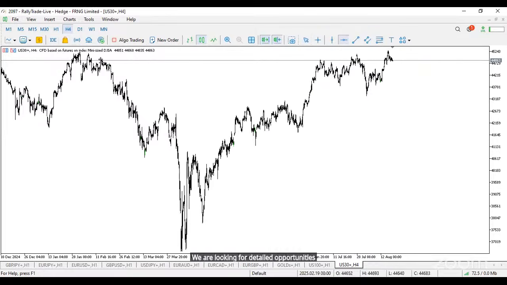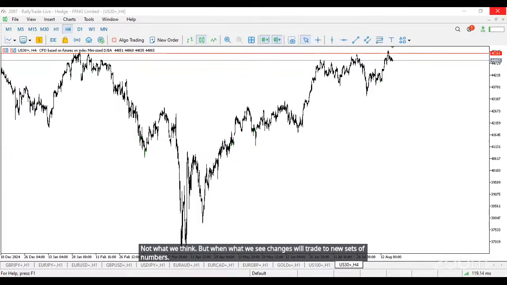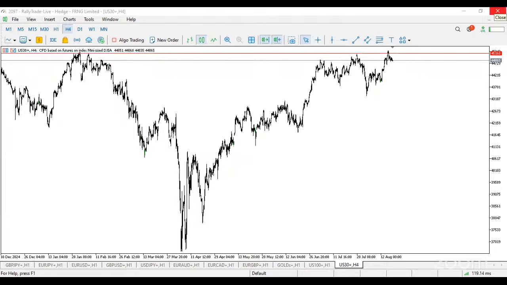The resistance is still up top. This is where we have resistance. Just because we see the resistance doesn't mean price will eventually fall from there. If it does not give us the criteria to see that it's changing direction, then all we're doing is guessing. So let's trade what we see, not what we think. When what we see changes, we'll trade the new set of numbers. Don't think on behalf of the market. Trade what you see. You should always flow with the market.